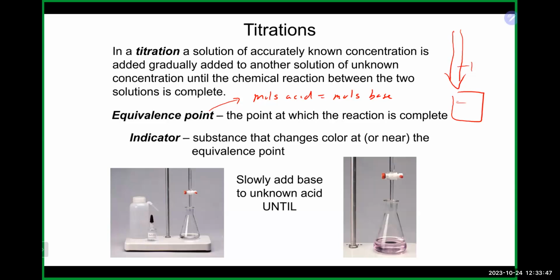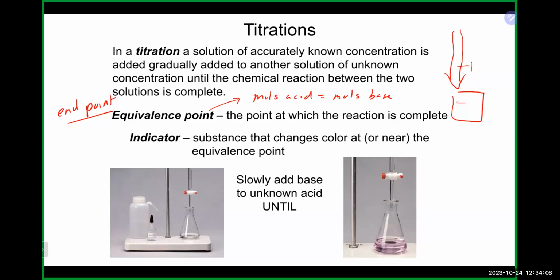The end point of a titration, which you sometimes hear people refer to, is pretty much what it sounds like. It's where you stop your titration. And if you're doing a good titration, hopefully the end point and the equivalence point should be close to one another. If you're not doing a great titration, then maybe they're not very close to one another.